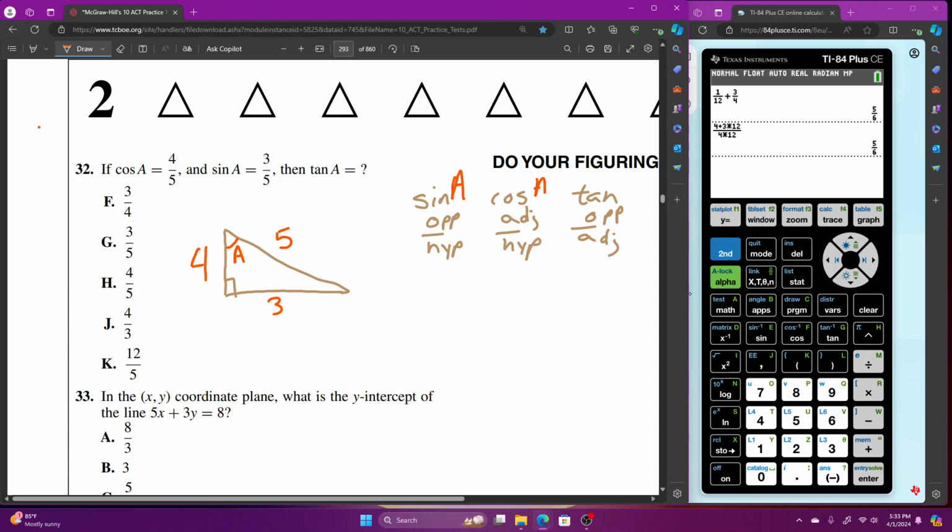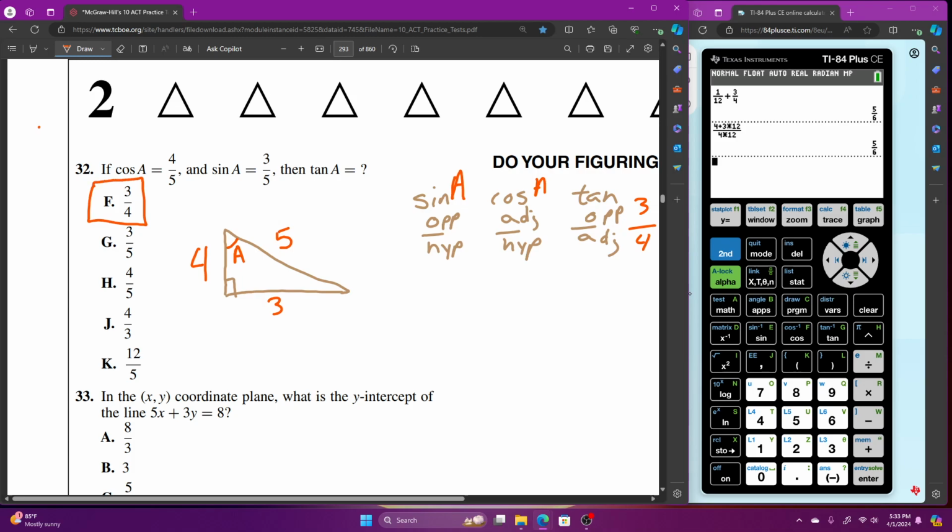So our sides are 3, 4, and 5. Then our tangent of A is opposite over adjacent. So opposite of A, across from it, we have a 3. And adjacent, we have a 4. So that's our answer, 3/4.